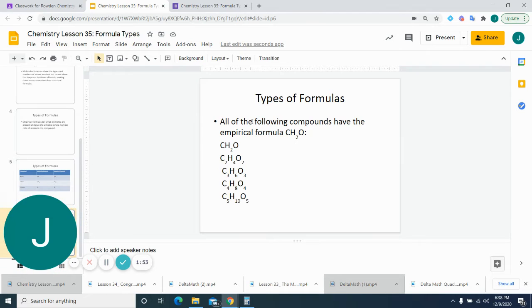All of the following compounds have the empirical formula of CH2O. Look at C2H4O2, you divide all those by 2, you're at CH2O. C3H6O3, divide all of those by 3, you're at CH2O. C4H8O4, divide them by 4, CH2O. Divide these by 5, CH2O. You see that? So that's all in a molecular formula. You reduce it and you make the empirical formula.